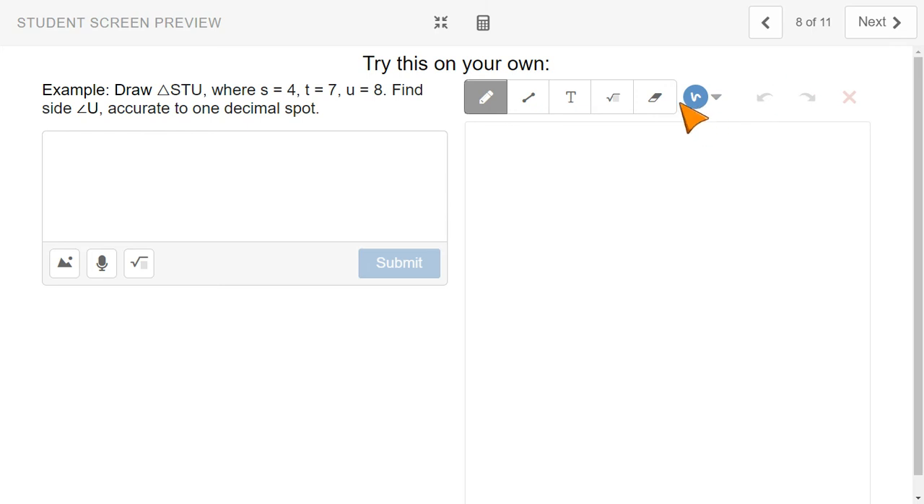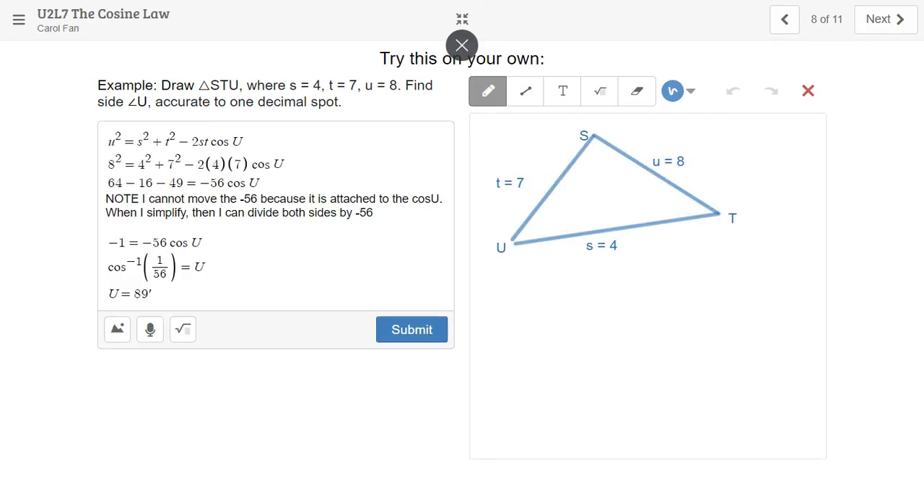Okay, pause this video and try it on your own again, and I will put up the solution soon. Okay, this is the solution to the try this on your own question. One thing I wanted to point out is that if you have 3 sides, it doesn't matter what angle you're solving for. You're able to solve it as long as you can include it in the equation and you write the other sides in the correct order.